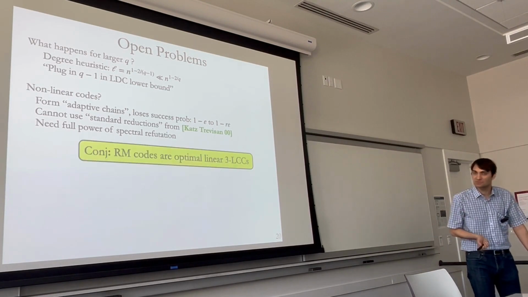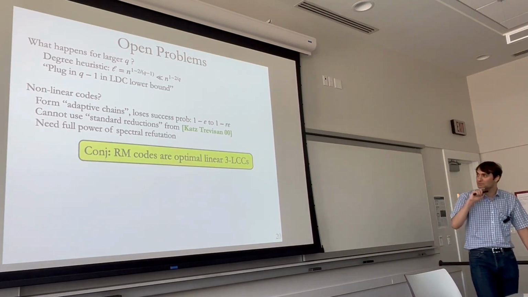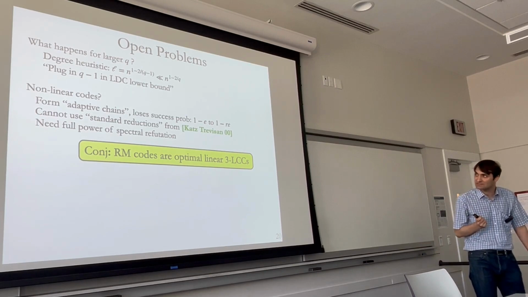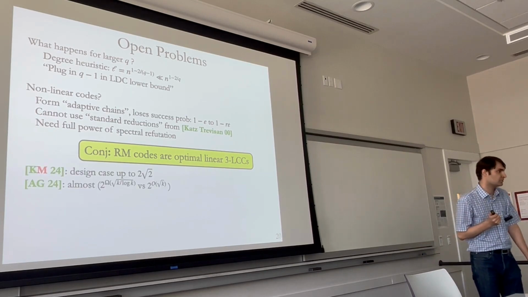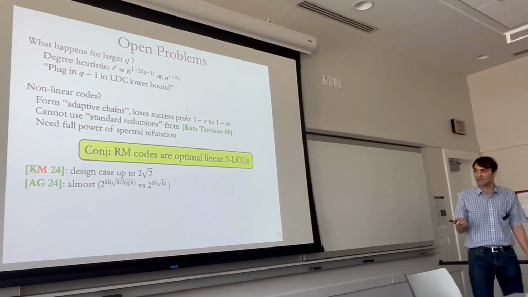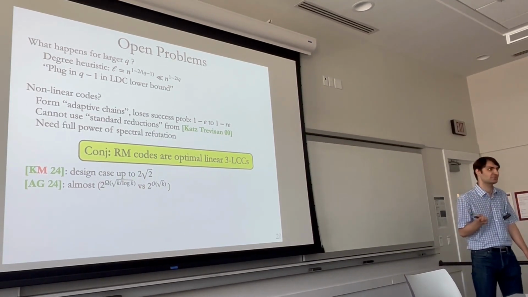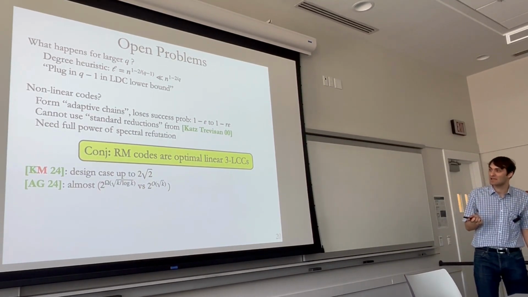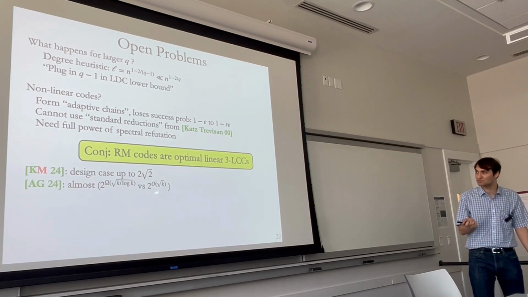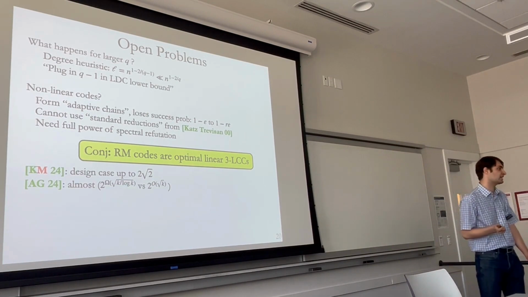So I want to return to this conjecture that Reed-Muller codes are optimal linear LCCs. And we basically know that this is true. For designs, it's true up to this 2 root 2 factor, so we almost have it. And for general linear codes, we have it up to this root log k in the exponent.